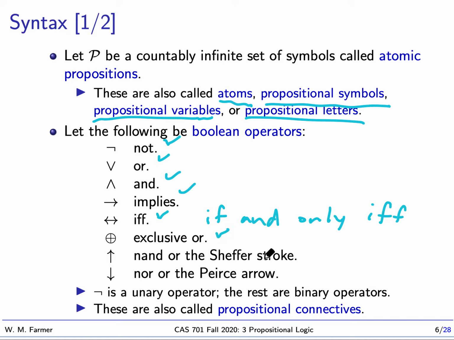And then notice that all of these are binary operators except for not, which is unary. Binary means it's going to take two propositions as arguments. And these Boolean operators are also called propositional connectives.